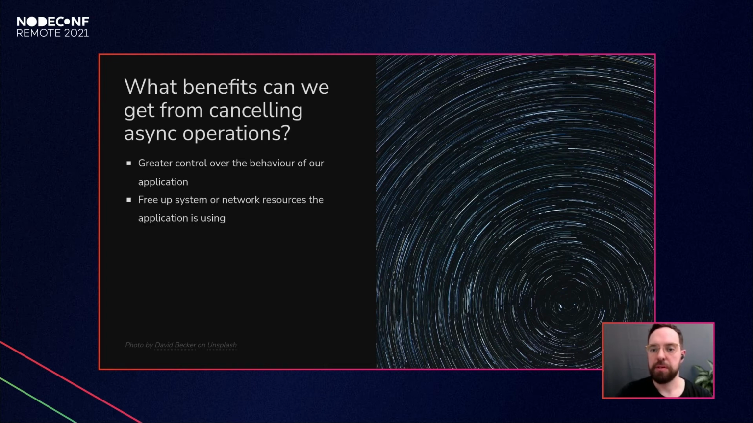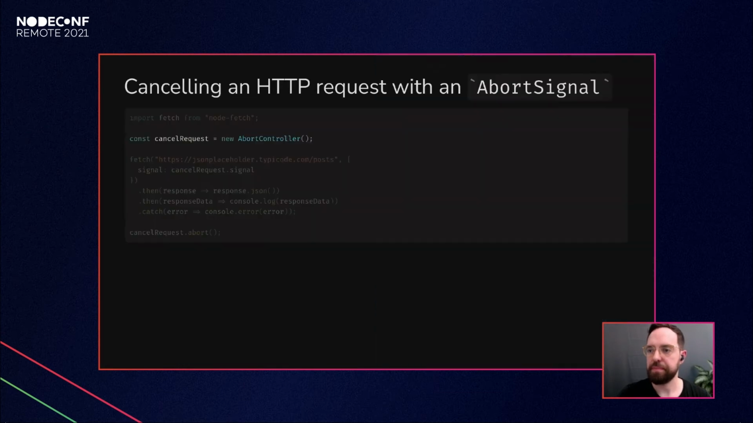It also gives us the opportunity to free up system or network resources that the application is using if we don't need that operation to actually run. This gives us the ability to fail fast. If, for example, we have multiple asynchronous operations which are happening, say multiple HTTP requests, and one of them fails, it gives us the ability to actually cancel all the other requests if we need all of them to succeed. It also gives us the potential to improve our application performance.